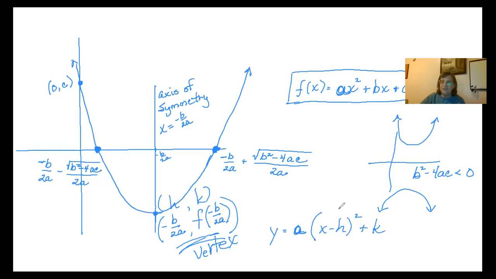H is negative b over 2a. Whatever that turns out to be, plug it in right here. K is the y value that you get when you plug that in.